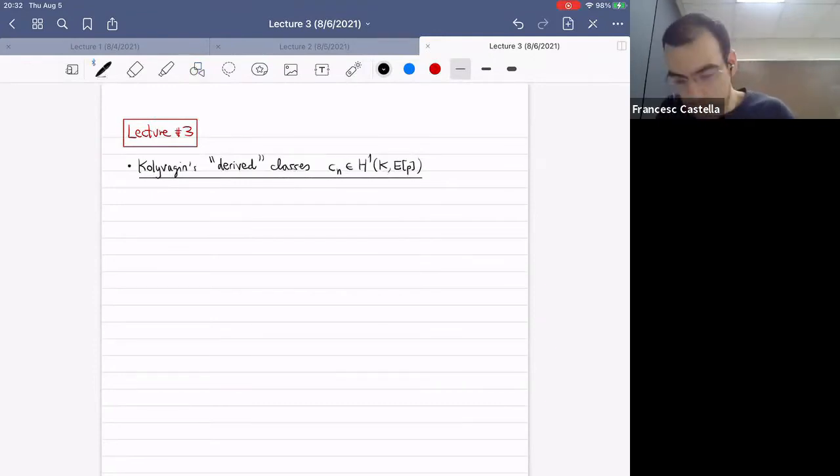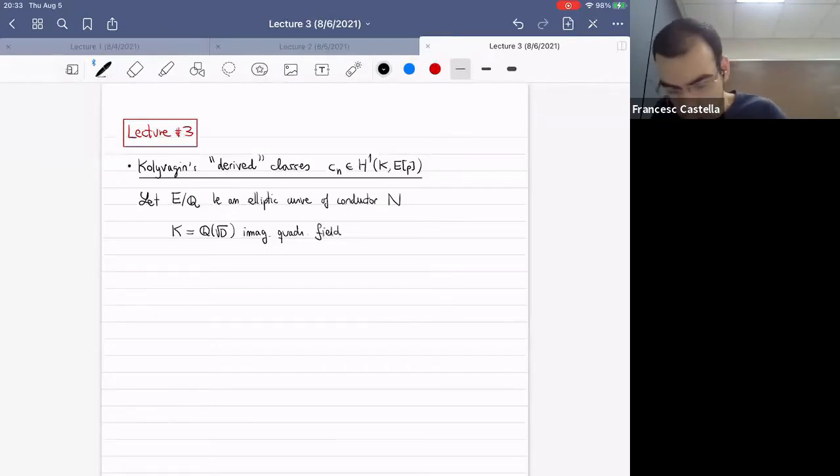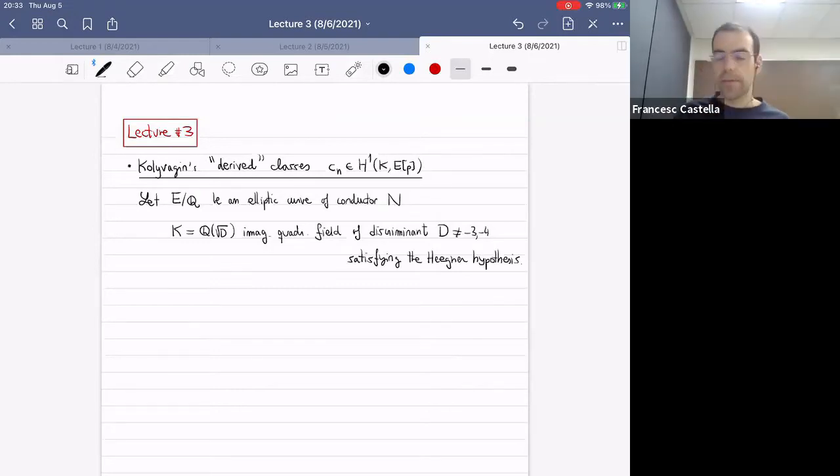Okay, so let me recall the usual setup. Okay, so we start off with E over Q of conductor N. Okay, and imagine K quadratic as usual, of discriminant D different from -3, -4, and satisfying the Heegner hypothesis. Okay, so every prime dividing N splits in K.